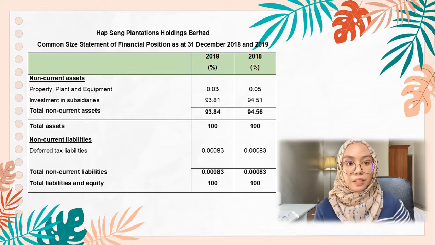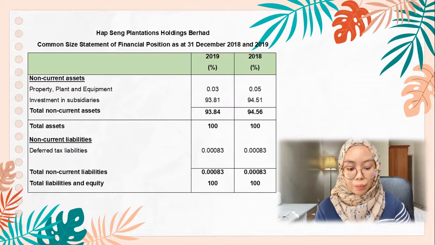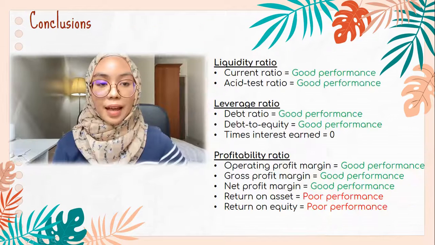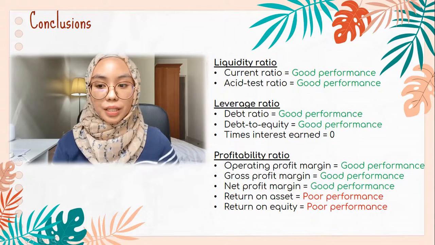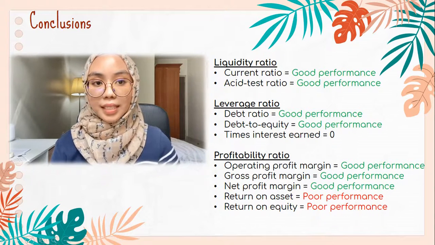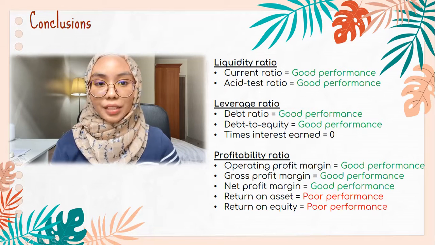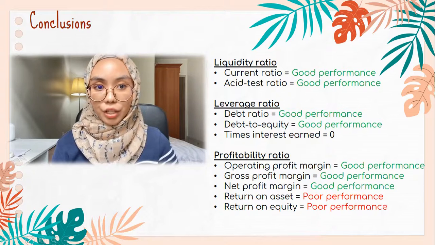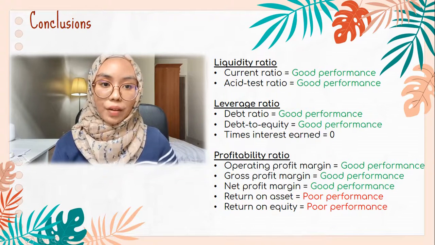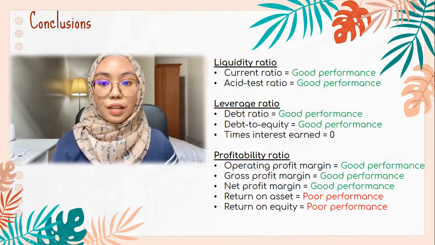From the common size statement of financial position, we could conclude that the company uses less borrowings because the value of long-term debts in relation to the total assets value is low. In conclusion, based on the calculations that we have made, we could say that the liquidity ratio for Hap Seng Plantations Holdings Berhad has shown good performance, since the current ratio and the acid test ratio for the company are both higher than the industry average. It means that the company will not have any financial difficulties in the future.